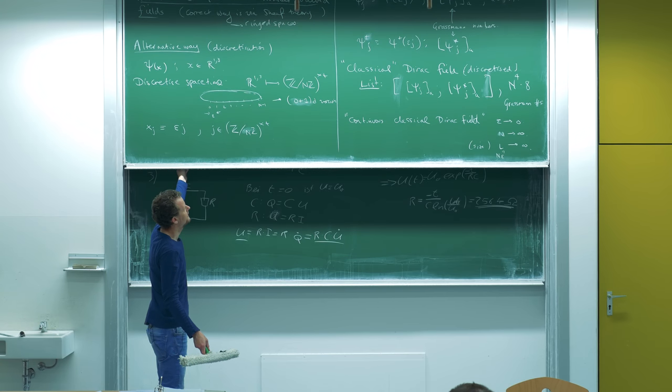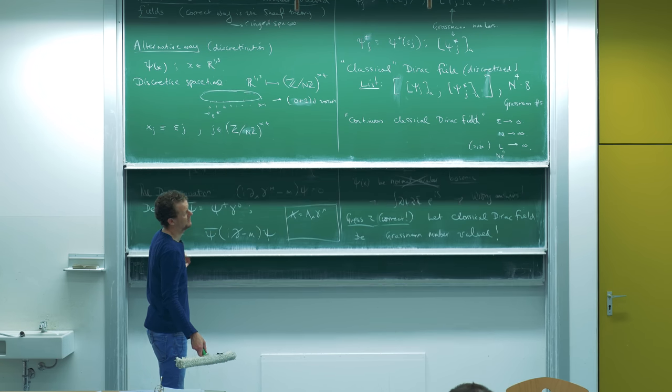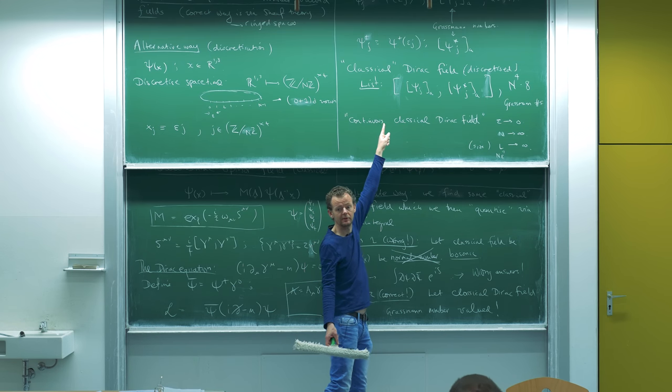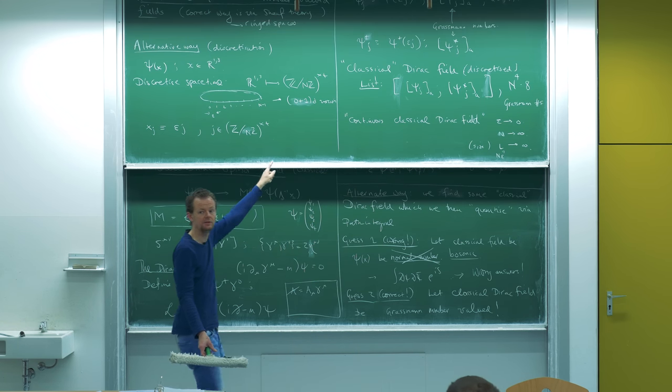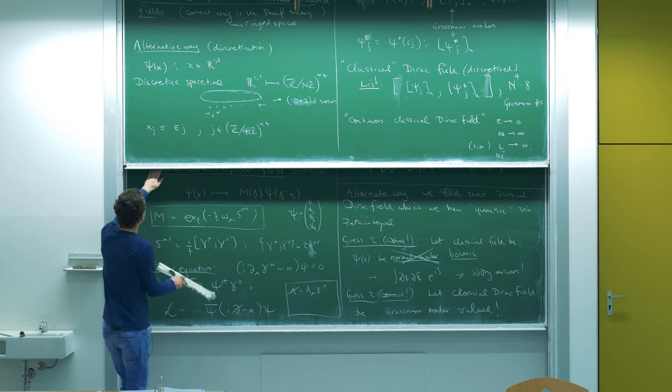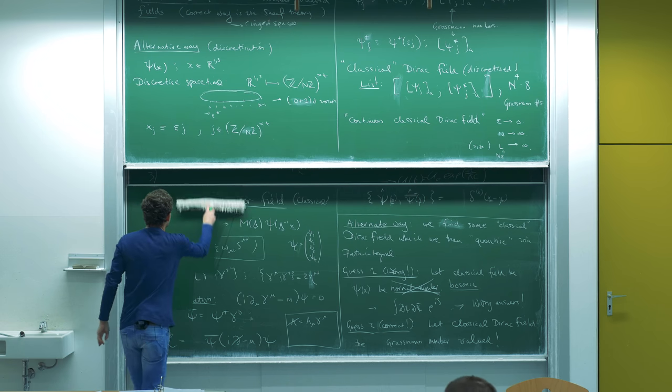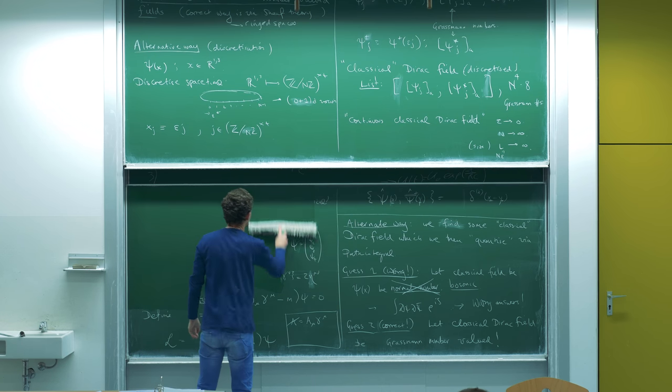So up to the word continuous, there's no harm in thinking of what I've written as being completely rigorous, up to the point where I say continuous. It's a finite number of Grassmann numbers.